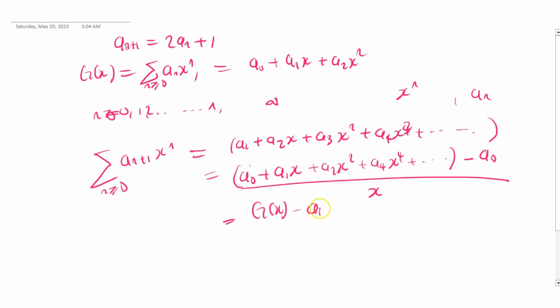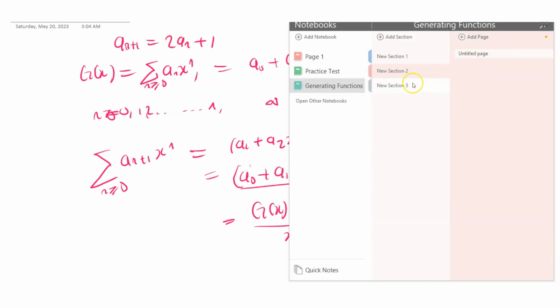minus a sub 0 over x, but we said that a sub 0 is 0, so this is just equal to g of x all divided by x. So here we have found a very neat formula for this sum of a sub n plus 1 x to the n, for n greater than or equal to 0. Now we are going to do the same thing to the right hand side of our equation. Let's flip over to the next section.